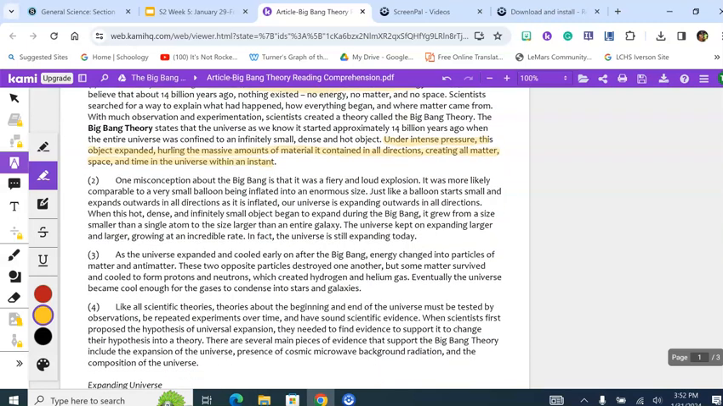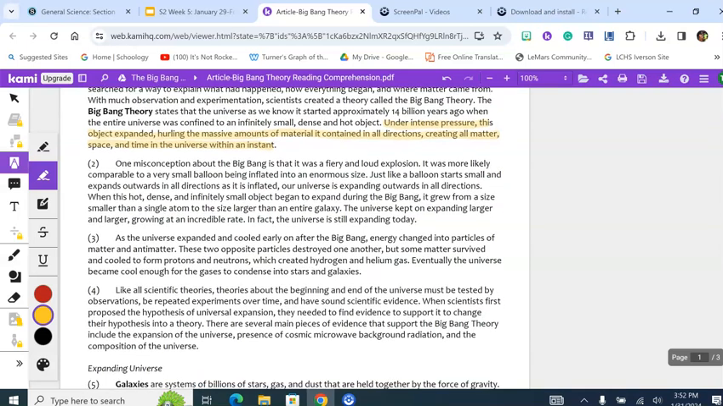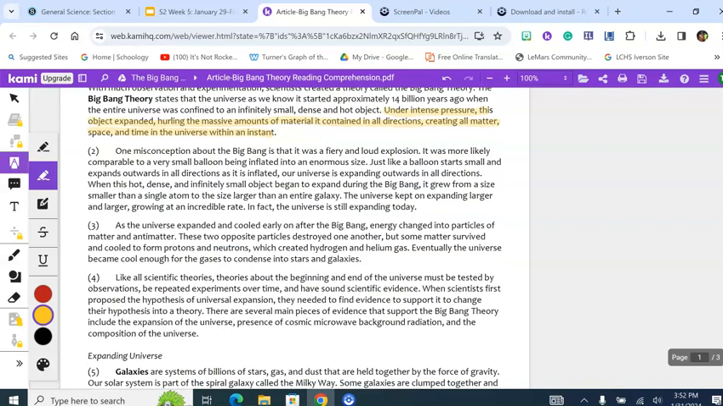in all directions. When this hot, dense, and infinitely small object began to expand during the Big Bang, it grew from a size smaller than a single atom to a size larger than an entire galaxy. This universe kept on expanding, larger and larger, growing at an incredible rate. Please highlight the first sentence.